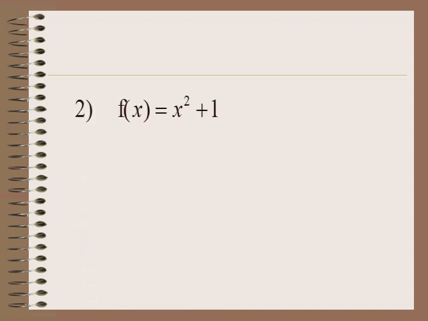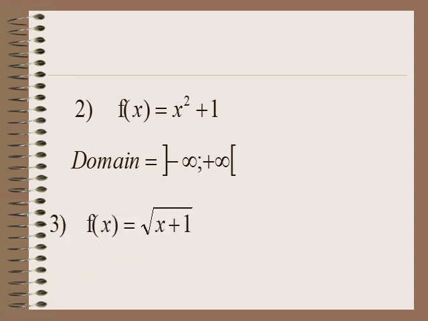Number 2. F of x equal x squared plus 1. The domain of definition here is from minus infinity to plus infinity. F of x equal radical x plus 1. X plus 1 is under the radical, so x plus 1 should be greater than or equal to 0. So x greater than or equal to minus 1. So the solution is from minus 1 to infinity.